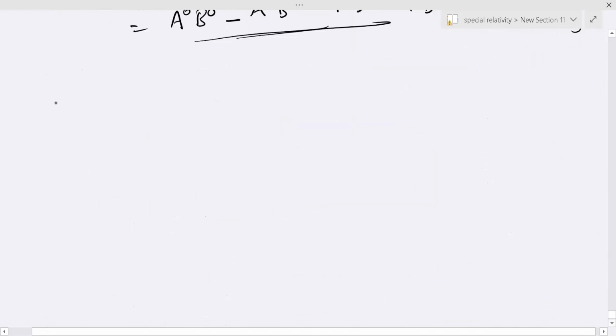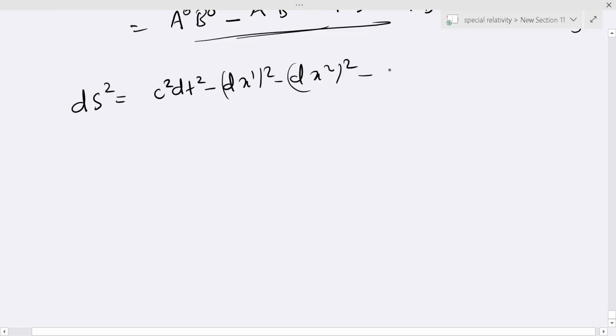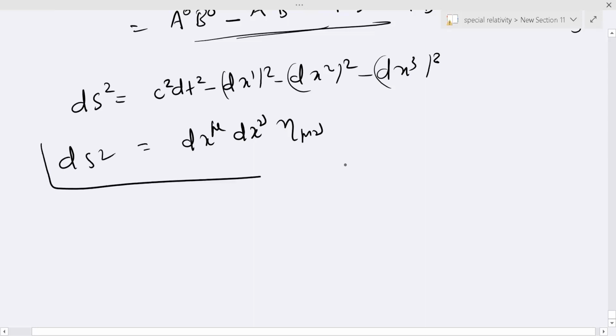So finally, we can write this ds squared. We already wrote it as c squared dt squared minus dx1 squared minus dx2 squared minus dx3 squared. We can now write this as dx^mu eta_mu nu dx^nu. This is a compact way of writing this ds squared.